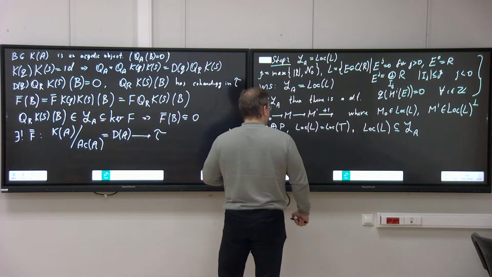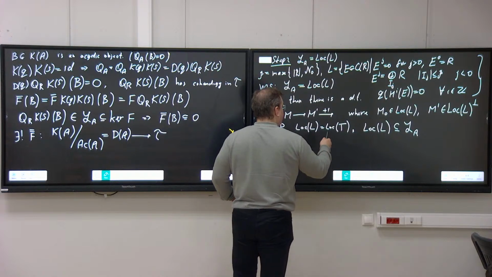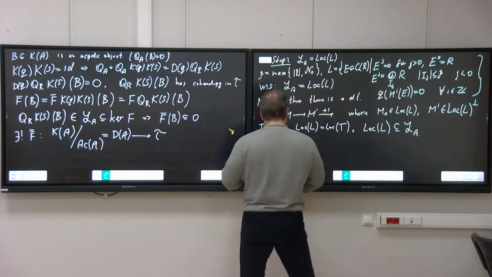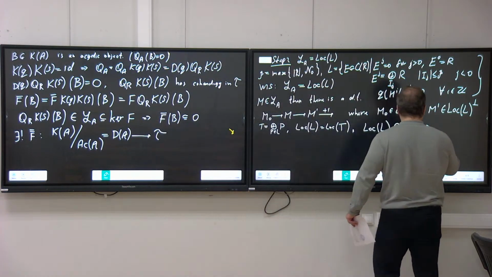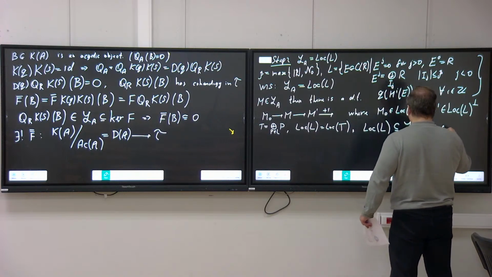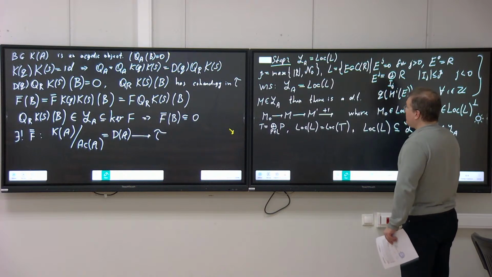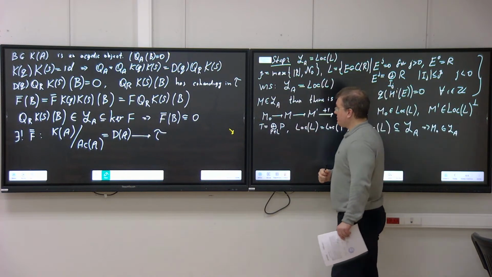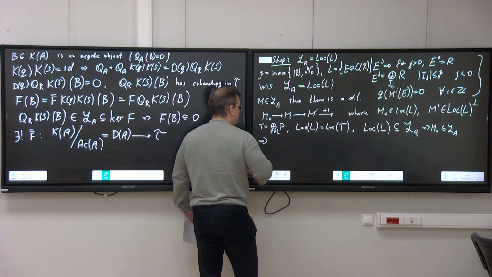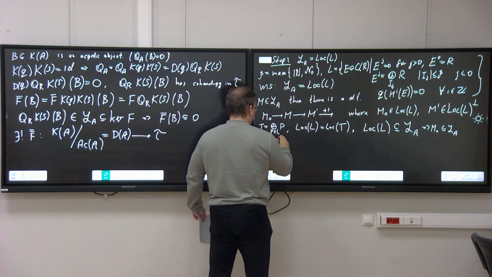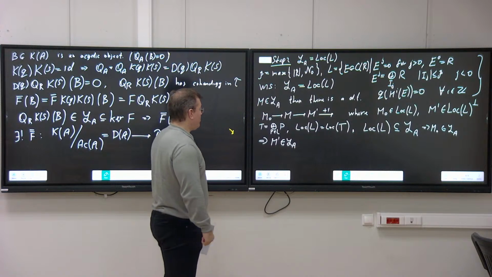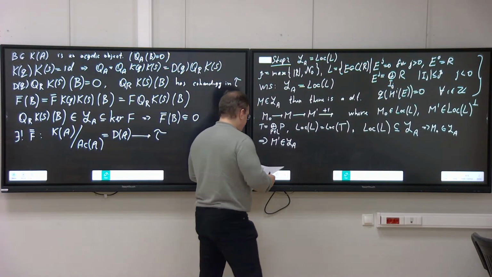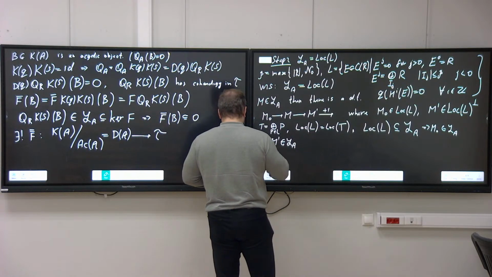So this means, since we know that M0 is in the log L, it is also in the L sub A. And so maybe let me write that this implies that the M0 is in the L sub A. So then also M is in the L sub A, it is given. So hence, since this is a distinguished triangle, we can make a conclusion that the M prime is in the L sub A. So all the three objects are in the L sub A. Okay.